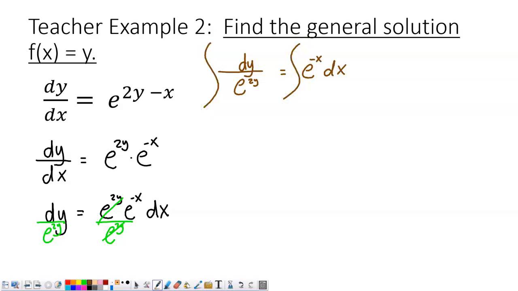So now we're on step two. After we separate the variables, we integrate both sides. For this side over here, we don't like that on the bottom, so what do we do? We move it up to the top, and we make the exponent a negative.